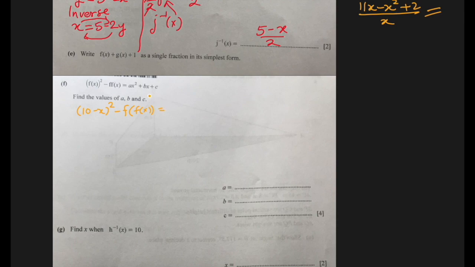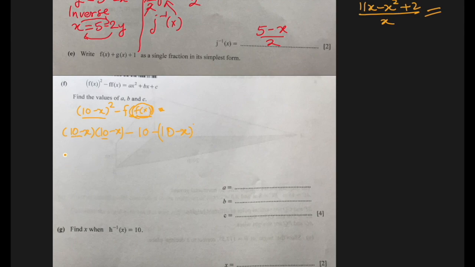This is equal to ax square plus bx plus c. Find the value of a, b and c. Okay. So we have to simplify this also. First, open this bracket, which is (10 minus x) square, minus f of f(x). So f(x) was 10 minus x, right? So 10 minus, in place of x, we will write f(x), and f(x) is again 10 minus x. I hope you understand. In place of x, I wrote f(x) again. That's what f of f(x) means.